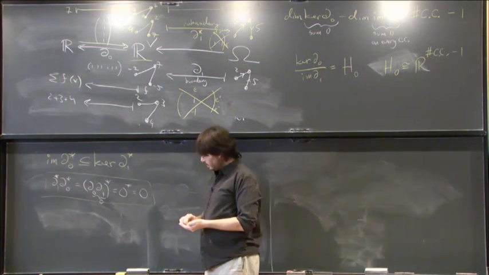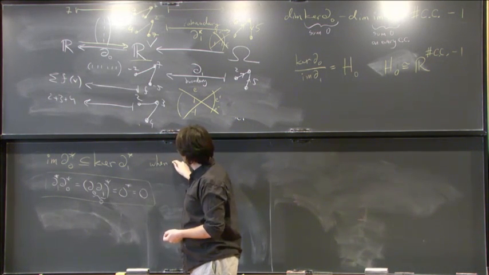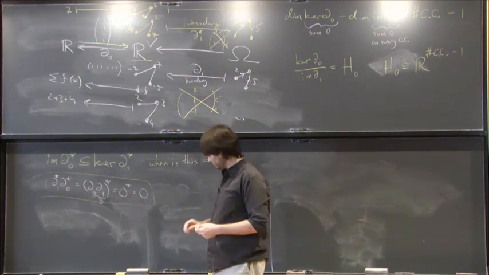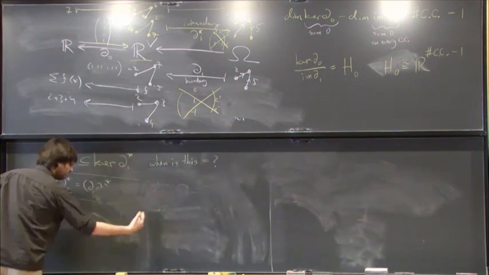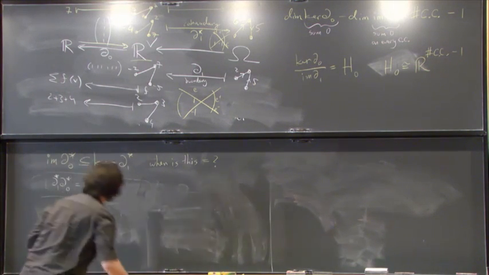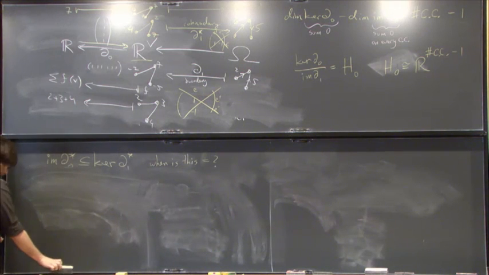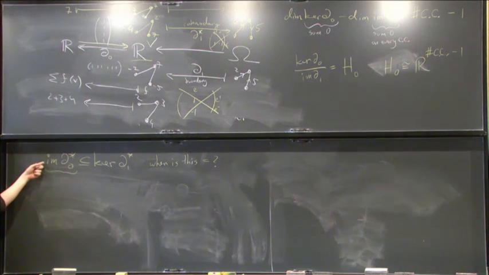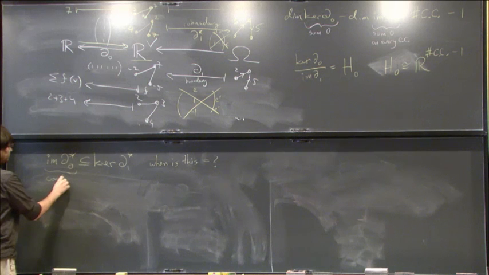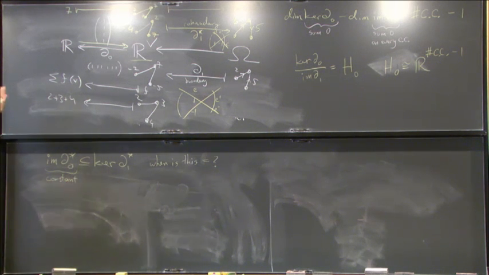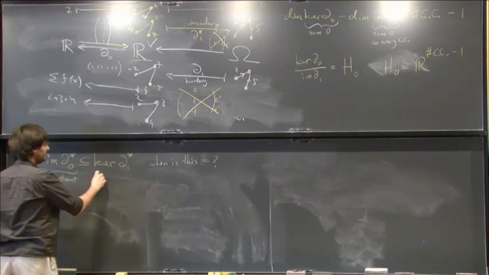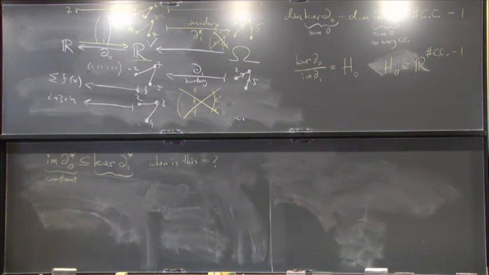And again, I want to understand when is this an equality. So what do we have here? What are these spaces? This is easy. These are the constants. Everything which comes from the coboundary of a scalar. What is this? Why?